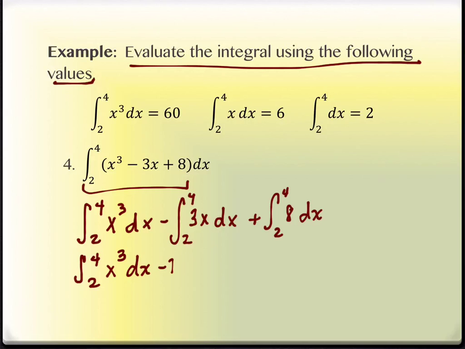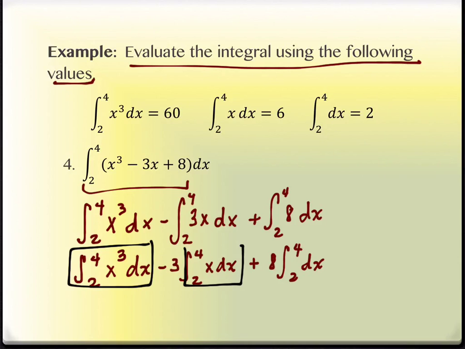Yeah, we're going to pull that 3 out in front. So 3 in front, and then it's the integral from 2 to 4 of x dx. What about this last one? Pull out the 8. Same thing, 2 to 4 dx. Now, the reason that's valuable is because each of these 3 integrals is now exactly an integral I was given the value for. So now, and only now, and never before now, can you actually substitute those three values in.